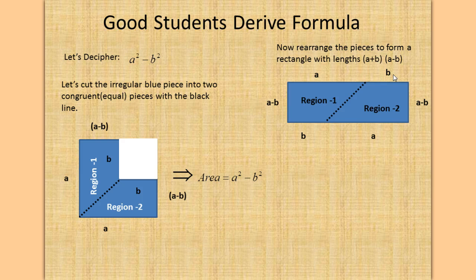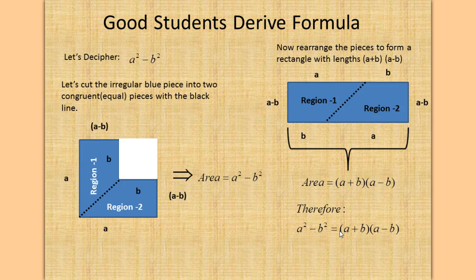We have a plus b on the top and b plus a on the bottom. On the left we have a minus b, and on the right we have a minus b. If we wanted to calculate this area, we would just say a minus b times a plus b. That's the area of this rectangle, but that's also equal to the area of a squared minus b squared. Therefore, a squared minus b squared is equal to a plus b times a minus b. And if you multiply this out, you'll get a squared minus b squared.